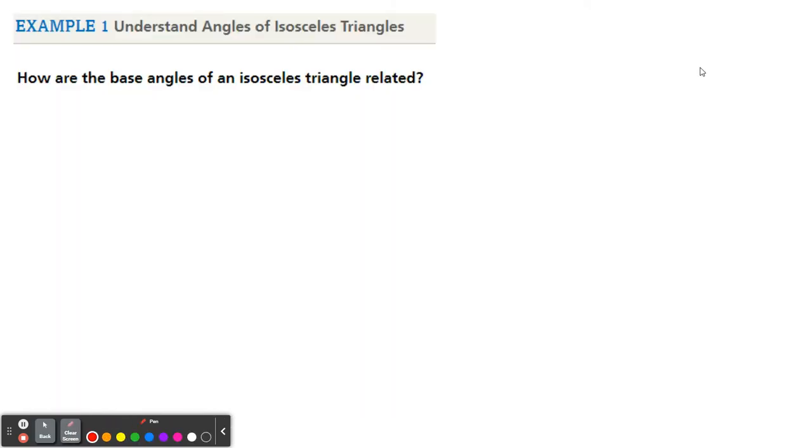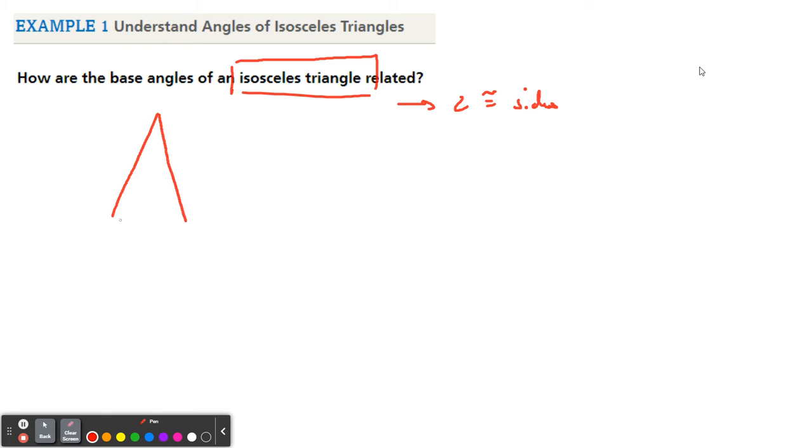All right, so first we're going to look at an isosceles triangle. It says, how are the base angles of an isosceles triangle related? When you have an isosceles triangle, that means you're going to have two congruent sides. I'm going to draw a triangle here with two congruent sides. I don't want to make all three congruent, just two.